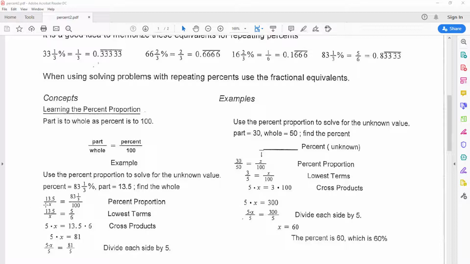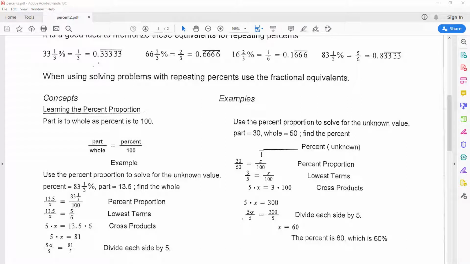So I have my percent and my part, and I plug in. My percent is right there, 83 and a third, and my part is 13.5, and it wants to find the whole. So this would be kind of messy to work with here. You have a fraction divided by a fraction.